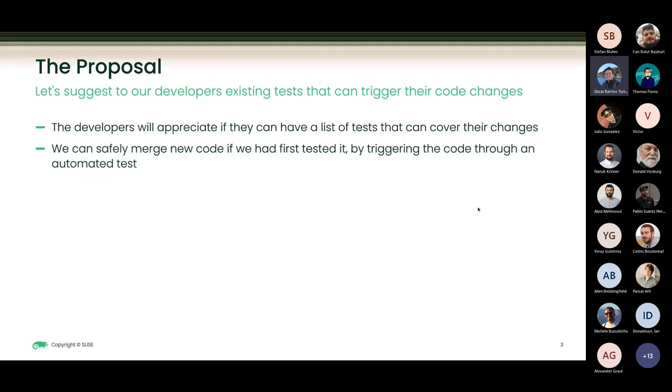So the proposal is to give a tool that gives more information to the developers about what are the tests that can trigger their changes, so they are sure that with this test they can cover the changes they made, and that way we can be on the safe side when we merge the new code, instead of running maybe the full test suite that can take a lot of time and is harder to do for each pull request. This way we know exactly what are the tests we want to run.